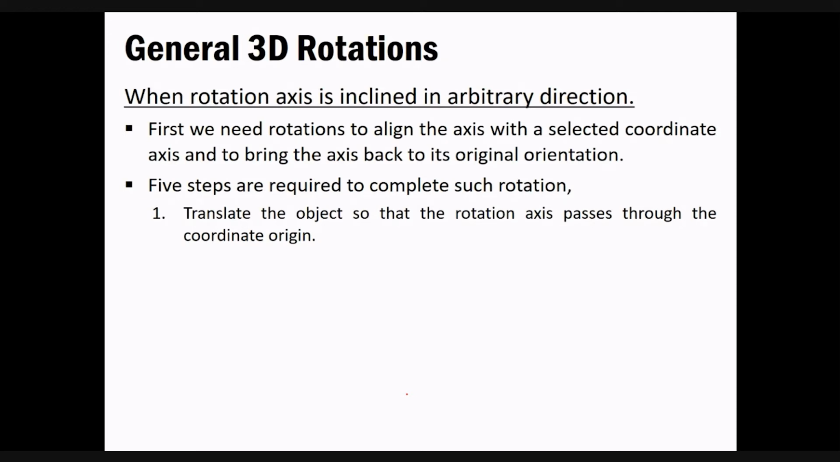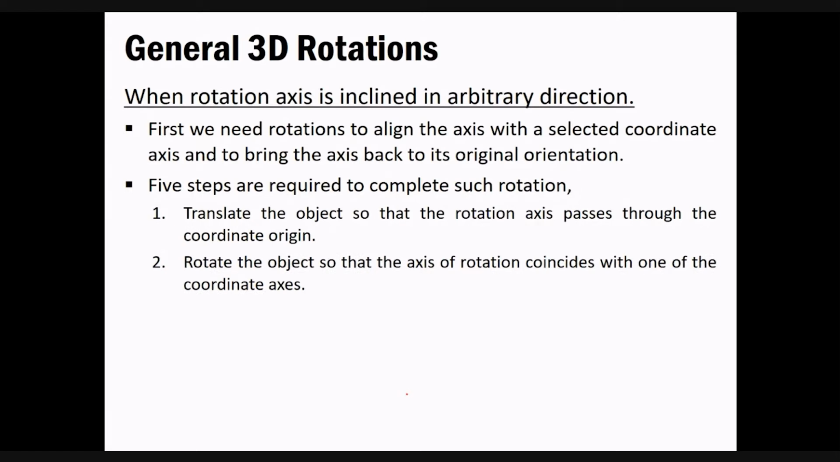The very first thing given over here is to translate the object so that the rotation axis passes through the coordinate origin. So we have to move it in such a direction, or in such a position, that it passes through the coordinate origin. You can consider that you take it from the original location or position and then pass it through the coordinate origin. We have this whole scenario in the upcoming slides, so just be with me.